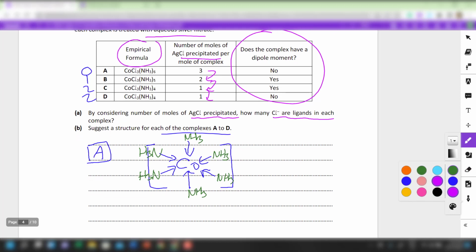Next, we are looking at B, where there is one chloride ligand. Does the complex have a significant dipole moment?